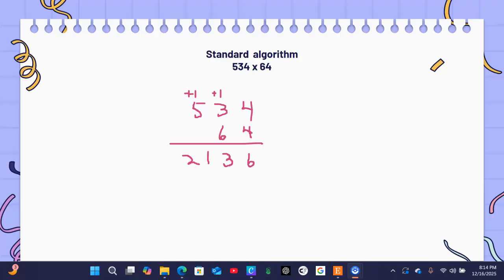And then we'll have our placeholder 0, because now we're in the tens place. So 6 times 4, well, we're making a brand new group, right? So that would be 24. Our 4 gets dropped to the bottom, and our 2 is a brand new group of 10. 6 times 3 equals 18, plus 2, 19, 20. And 6 times 5 equals 30, plus 2 equals 32.